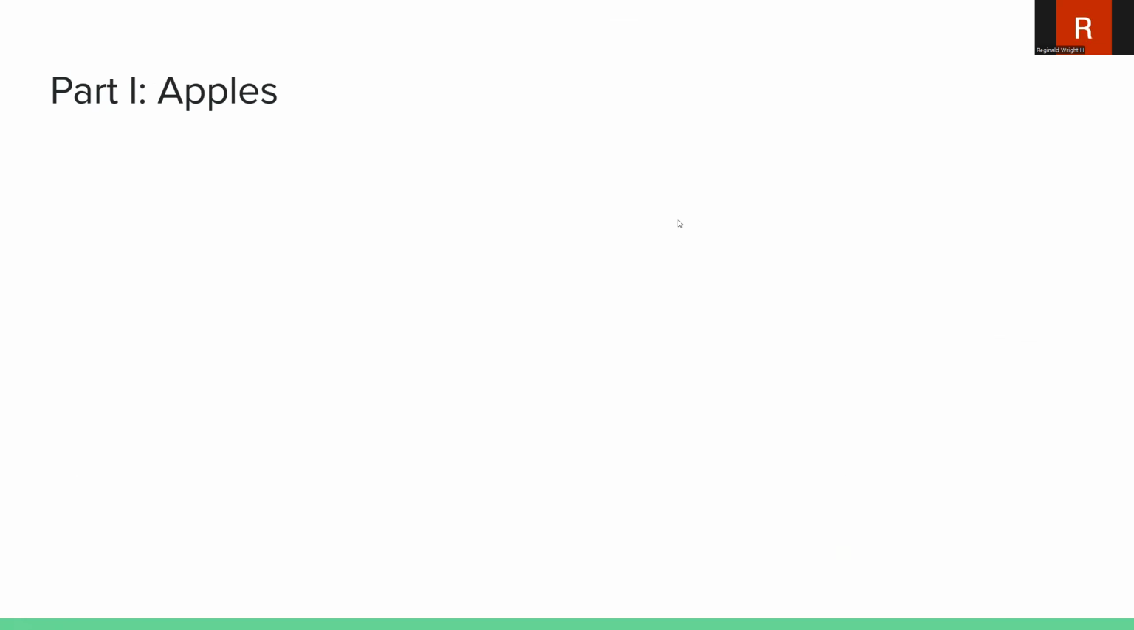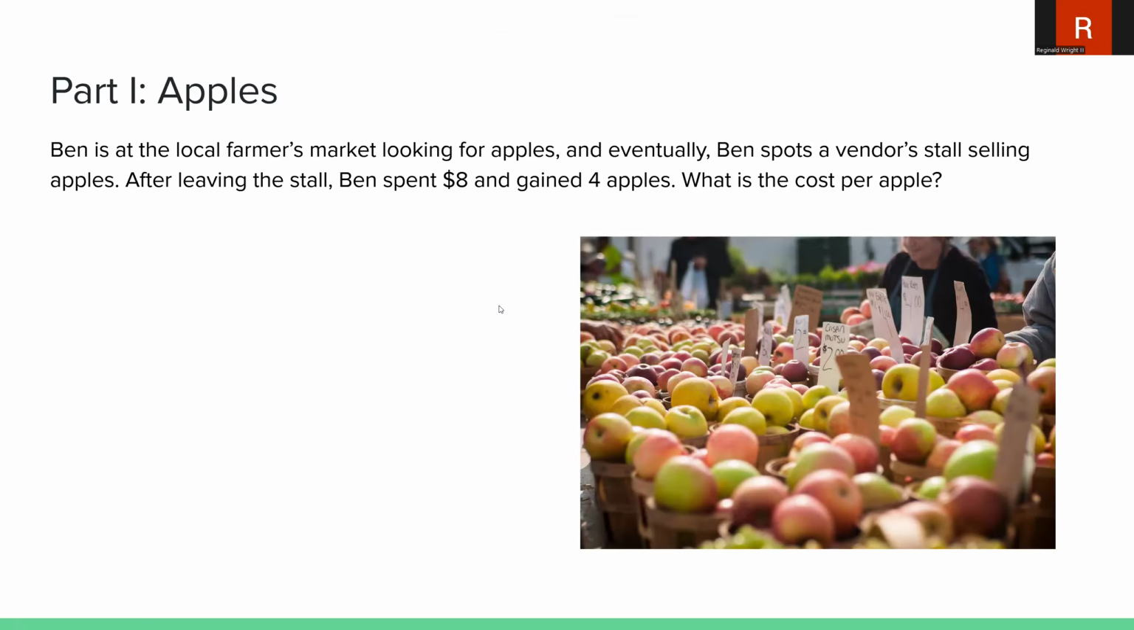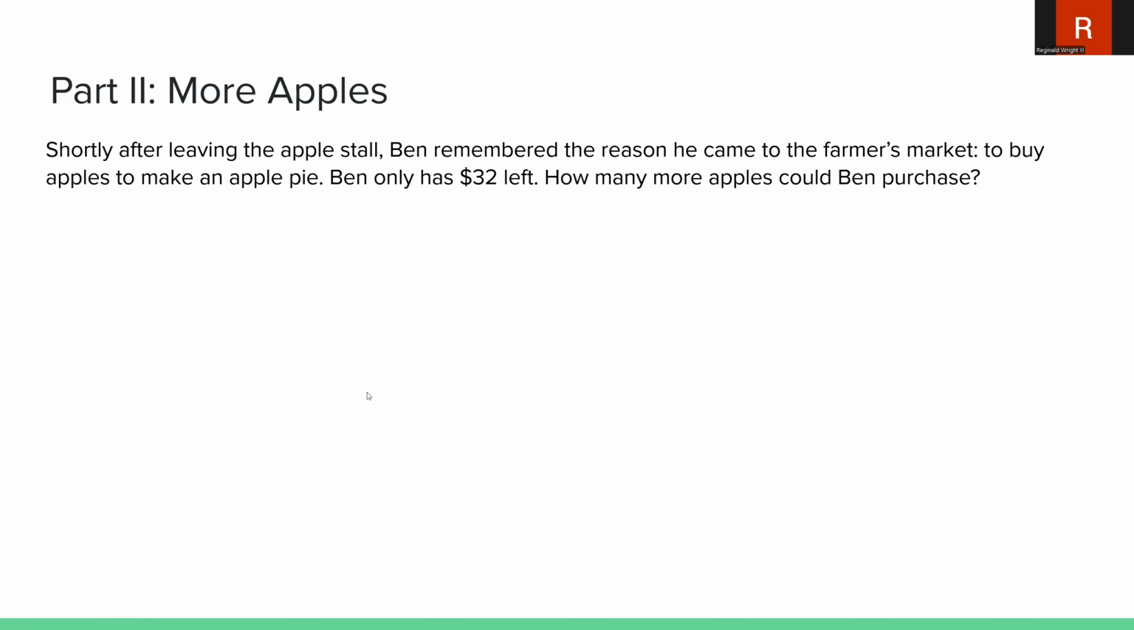So now we'll transition the pizzas into apples. Ben is at the local farmer's market looking for apples, and eventually spots a vendor who has apples. After leaving the stall and purchasing some apples, Ben has spent $8 and gained 4 apples. What was the cost per apple? Alrighty, from this we know that each apple costs $2 because we take the $8 he spent in total and divide that by the 4 apples he received, and we get $2 per apple.